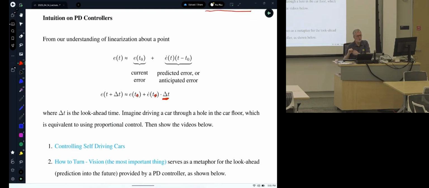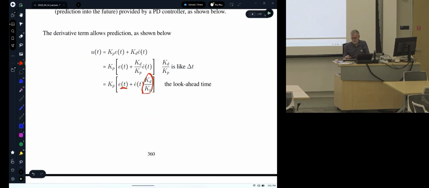So that's why PD control can help you arrive at a desired value in a much smoother way than just using proportional control. It's making predictions, just like we do when we're walking in the atrium and we see somebody walking out of a classroom. We make a prediction of whether they're going to hit us or not, and then we alter our path or slow down or something, okay? So this is from linearizing the error, and then looking ahead a certain amount of time. That's what PD control is doing. So that's another way to look at it.